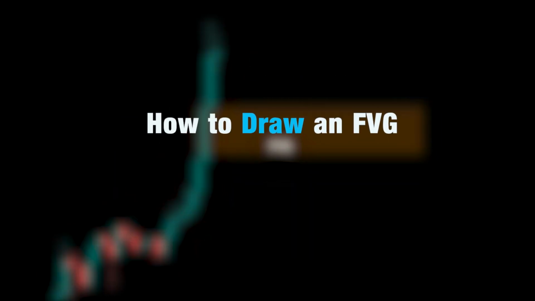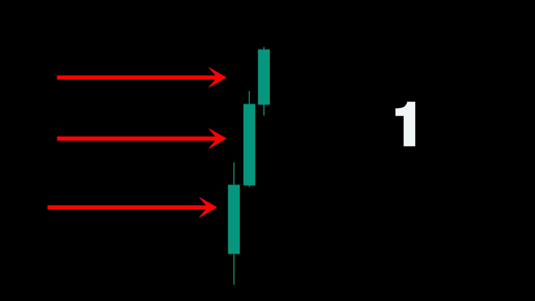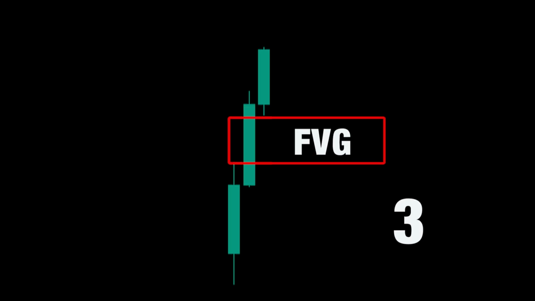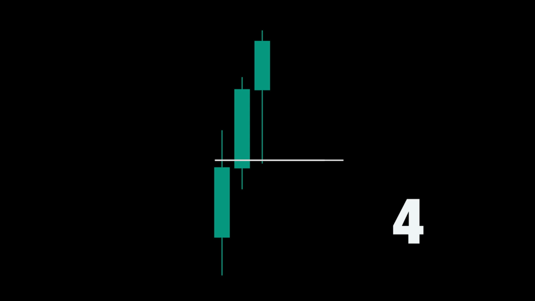How to draw an FVG. 1. Start by identifying a 3-candle sequence. 2. Locate a large candle between two smaller ones, ensuring that the high of the first candle doesn't overlap with the low of the third. 3. The space between the top of the first candle and the bottom of the third is the FVG. You can draw a rectangle on the chart to mark this area. This method works for bearish situations as well. 4. If there's no gap between the high of the first candle and the low of the third, an FVG hasn't formed, regardless of how large the second candle is.